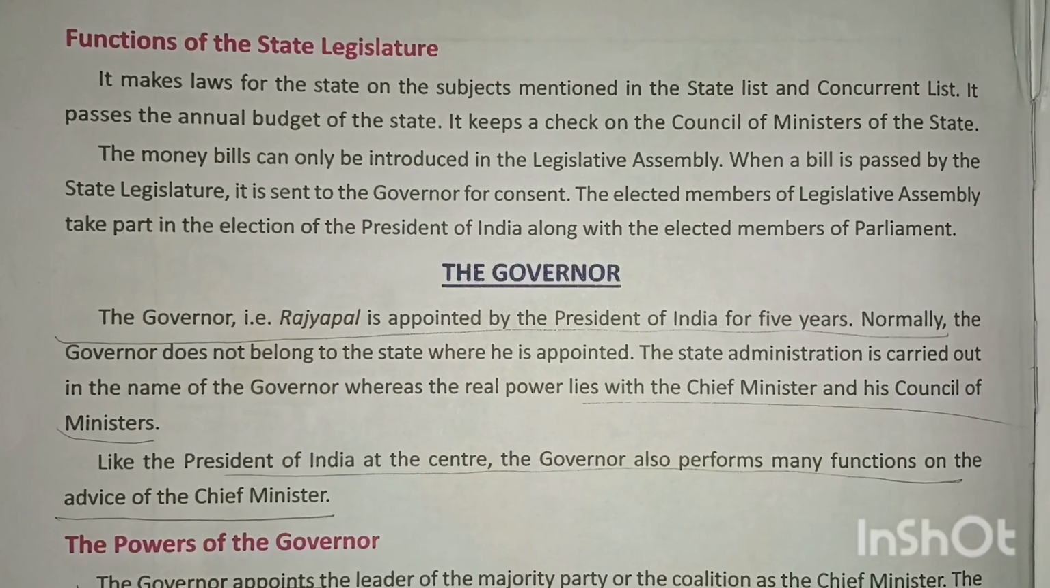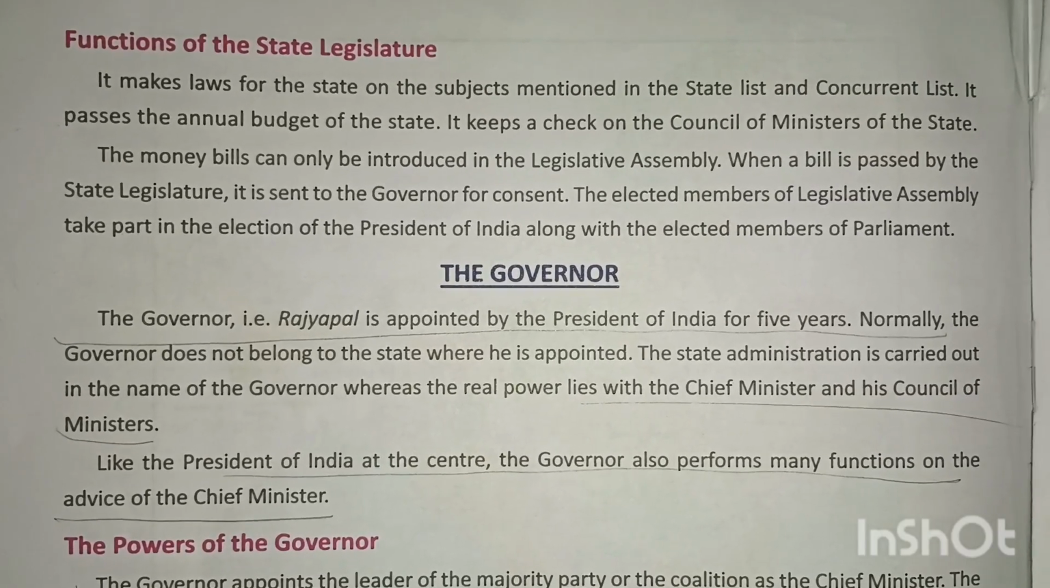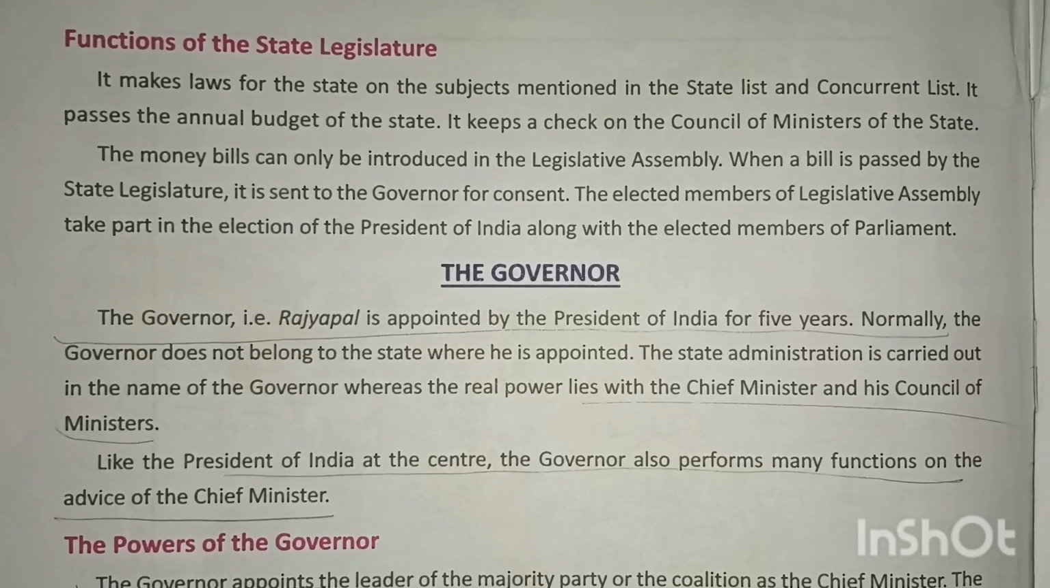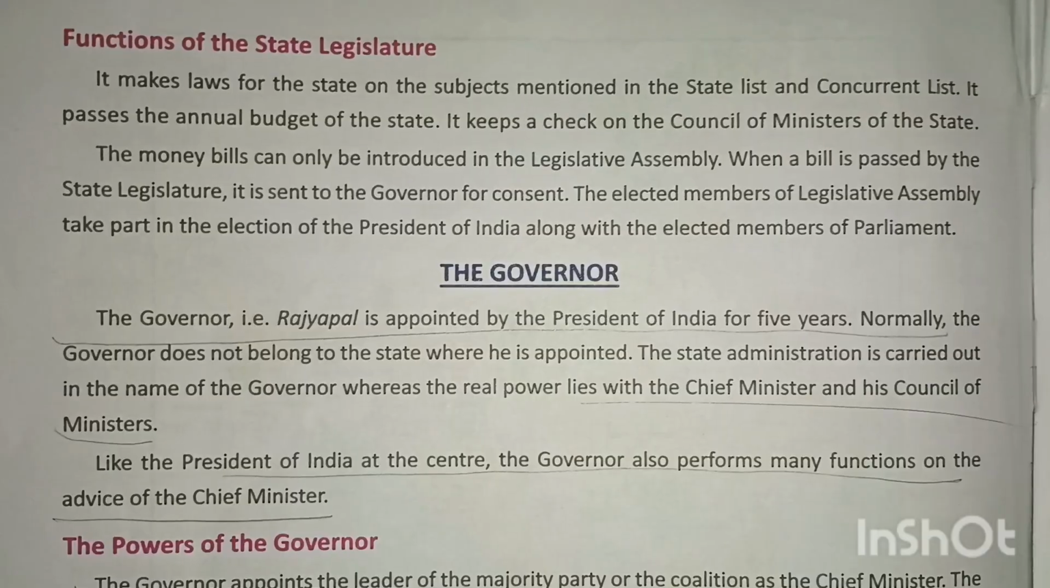It makes laws for the state on the subjects mentioned in the state list and concurrent list. It passes the annual budget of the state. It keeps a check on the council of ministers of the state. Money bills can only be introduced in the legislative assembly. When a bill is passed by the state legislature, it is sent to the governor for consent.